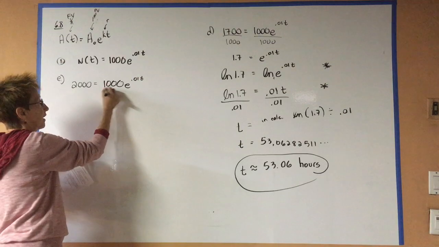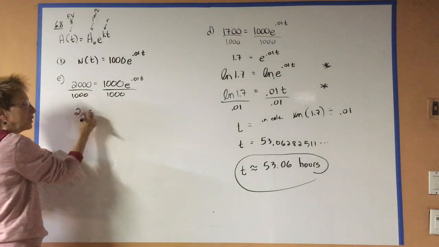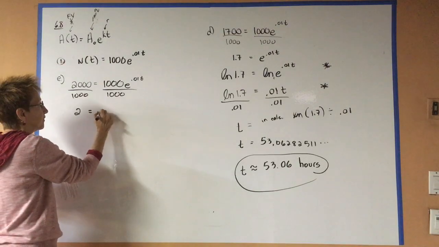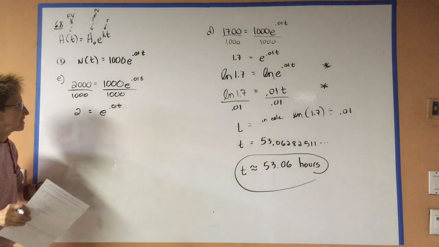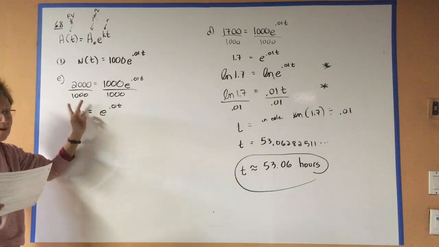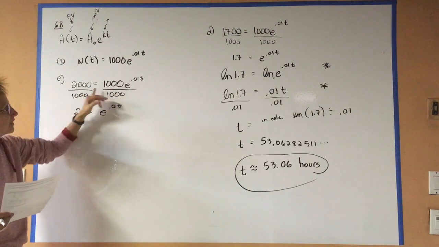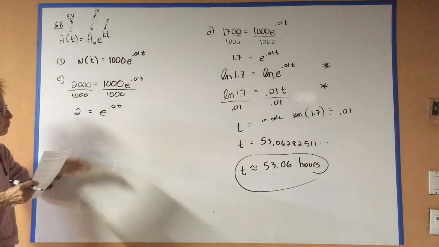I need to get rid of the 1,000, so I will divide both sides by 1,000, and look what's over there. 2 equals e to the 0.01t. And I know sometimes in science class they just say, well, if it's doubling, then there's going to be a 2 over here. Well, this is why. So it's following this equation. I divide both sides by 1,000. I get 2 equals e to the 0.01t.